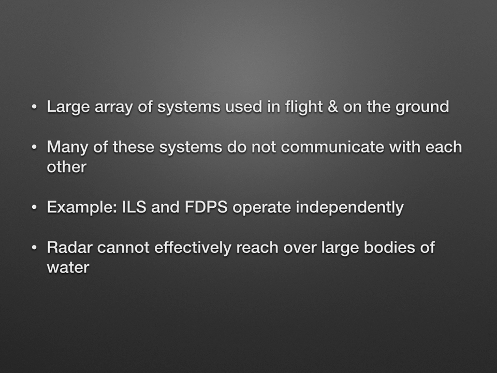As you can see, there are a large array of systems being used in flight and on the ground, and many of these systems do not communicate with each other. They all operate independently of one another. An example being ILS and autopilot. They work completely separate. Autopilot does not land the plane, and ILS is used to guide the plane down but doesn't in and of itself land the plane.